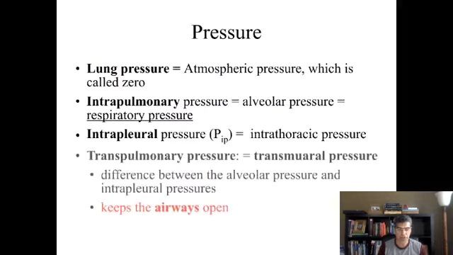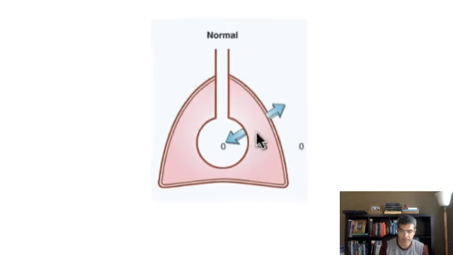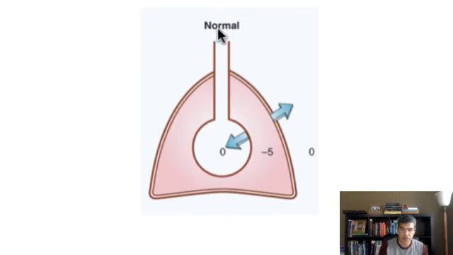And the next pressure that I want you to know, which is very important, is called transpulmonary pressure, or transmural pressure. Transpulmonary pressure is the difference between intrapulmonary pressure and intrapleural pressure. That is the pressure here. The difference between the pressure here, which is 760 in reality, and the pressure here, 755 in reality, is going to be minus 5. This pressure, minus 5, is called transpulmonary pressure or transmural pressure.